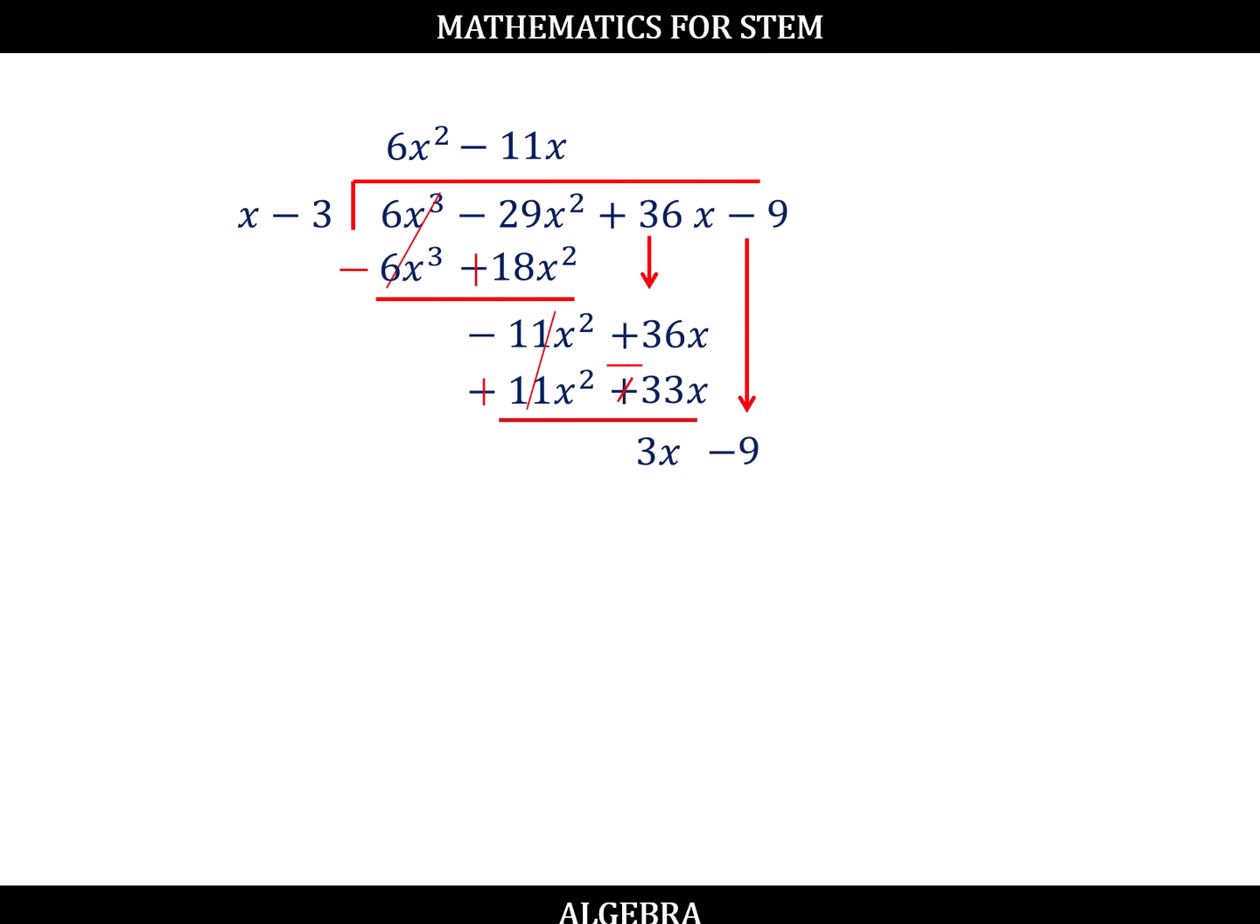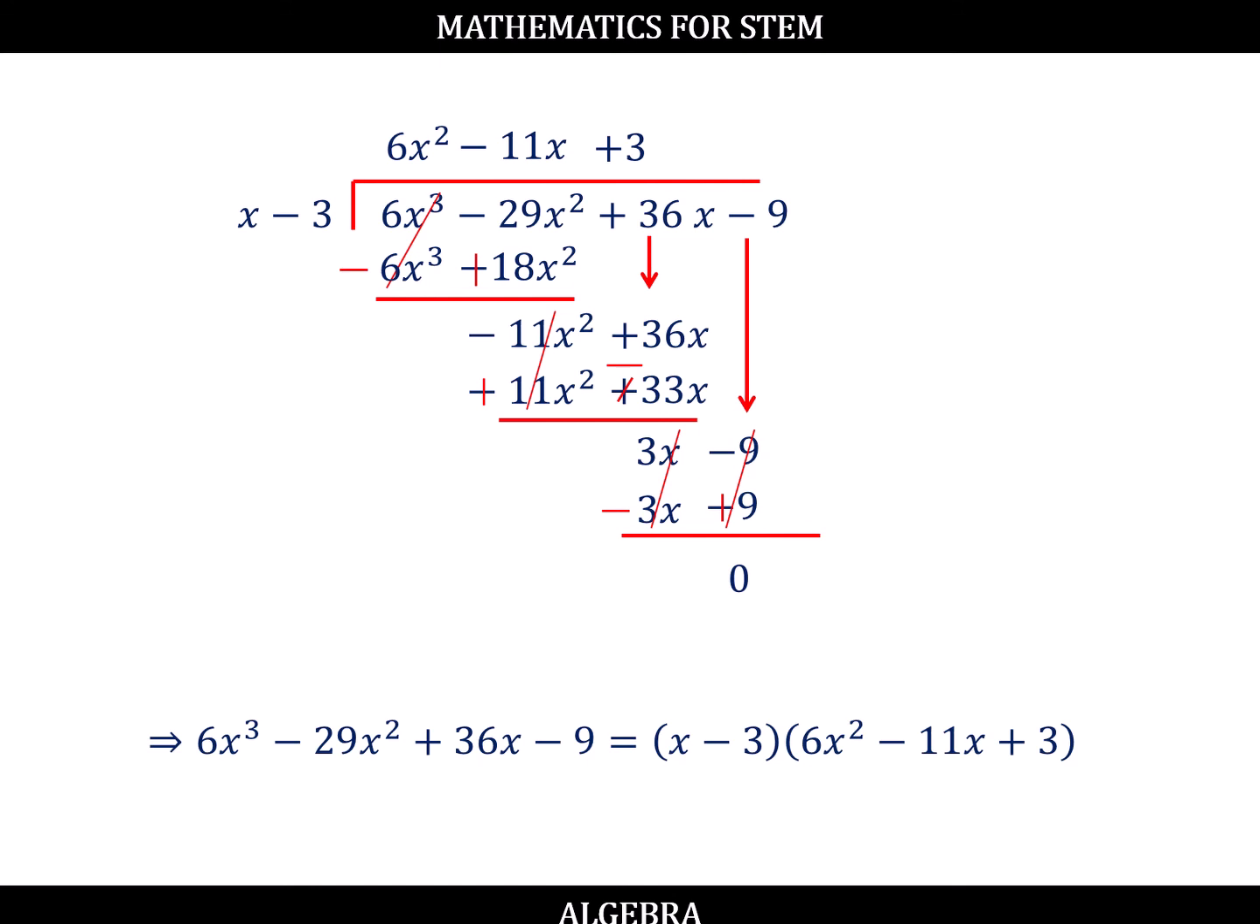So finally, we have to repeat those steps one last time. If we multiply x by 3, it makes 3x. So we have to put a plus 3 on top. So x by 3 is 3x, minus 3 by plus 3 is a minus 9. The rule for long division is to change the signs. The plus 3x and the minus 9 change to minus 3x plus 9, and both terms cancel, and the remainder is 0. So this means that the original cubic can be written as a linear times a quadratic. The original cubic, 6x cubed minus 29x squared plus 36x minus 9, does equal x minus 3 times 6x squared minus 11x plus 3.